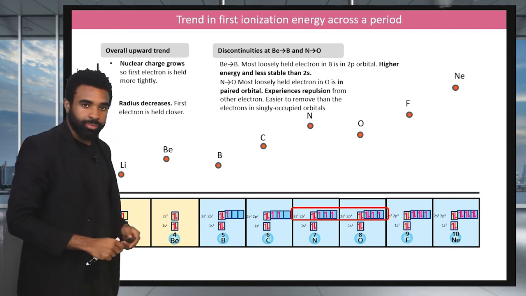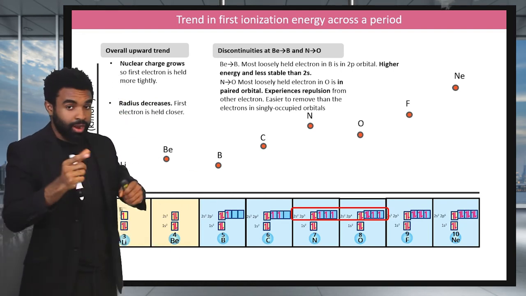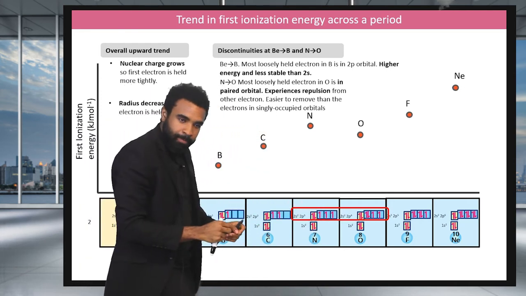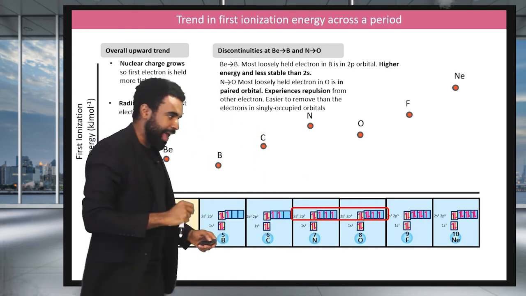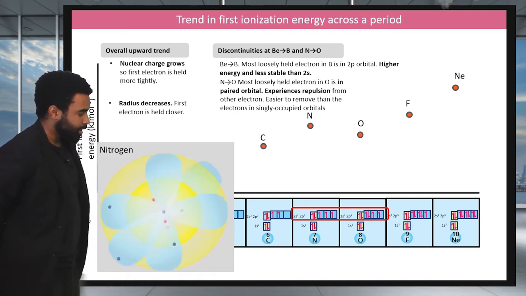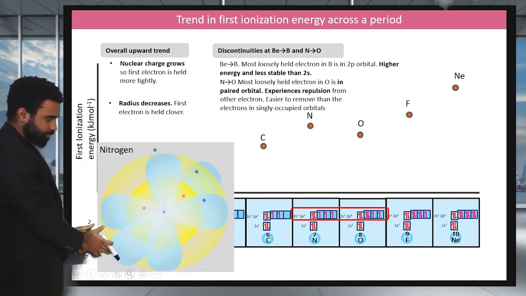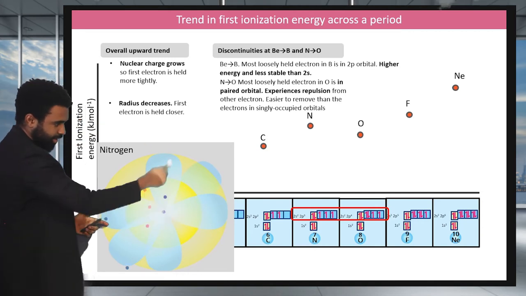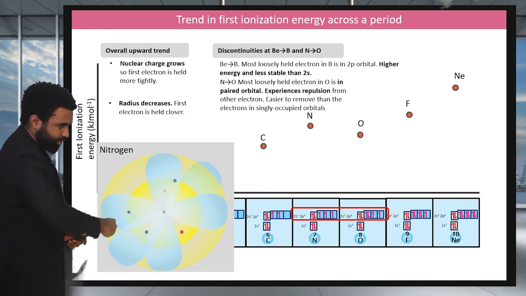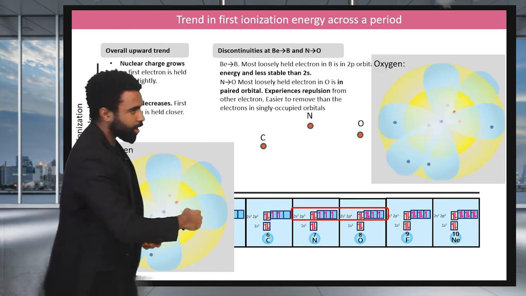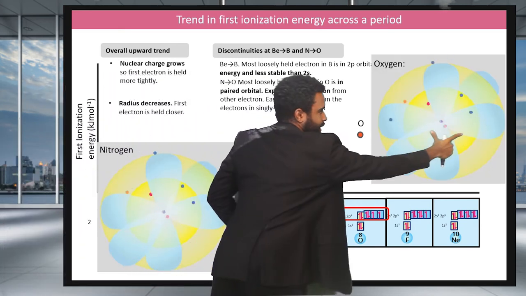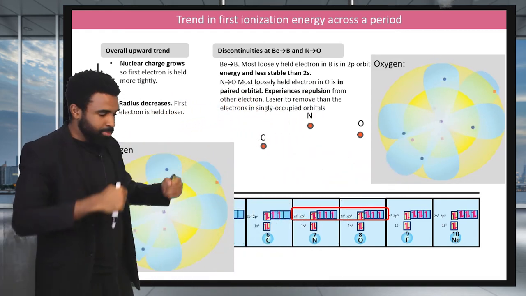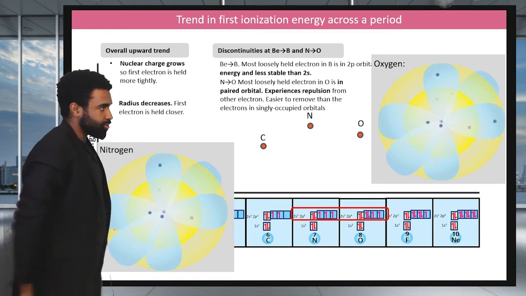When they're singly occupied orbitals, they're harder to remove because they're not fighting against each other. These two are fighting against each other, and therefore it's easier to flick one out of that orbital. Here's a picture now. We have this for nitrogen, and we can see that we have a single electron in the 2px, single electron in 2py, and single electron in 2pz. When we move over to oxygen, in the 2px now we have two electrons, okay? And so they're higher energy because they're experiencing repulsion against each other, which means it's easier to remove one of them.